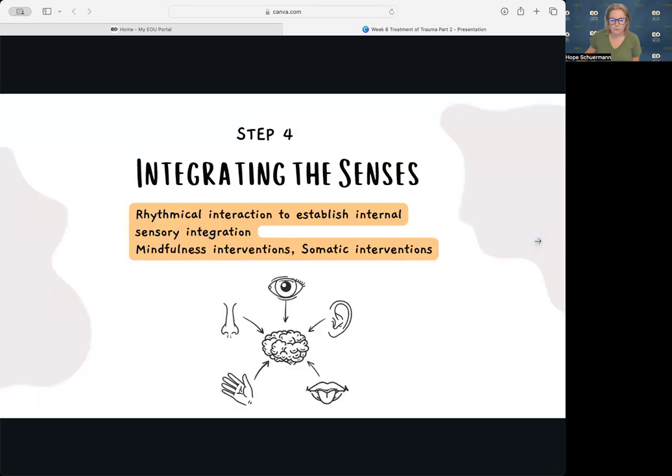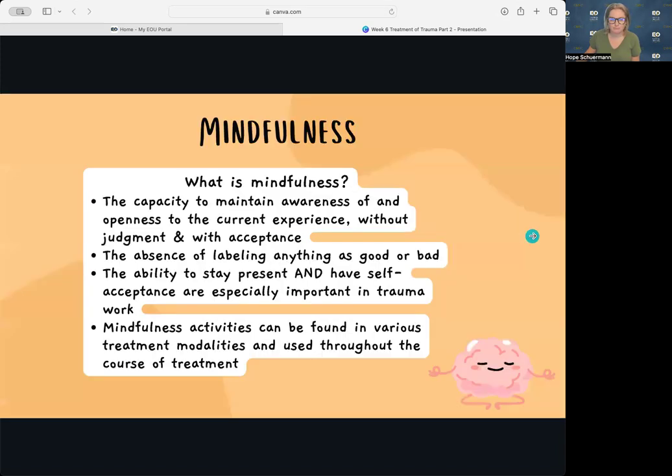And moving into step 4, integrating the senses. So when we're talking about integrating the senses, we really want to focus on rhythmical interaction to establish internal sensory integration. We're going to talk about some different methods that are helpful for that, including mindfulness and somatic interventions.